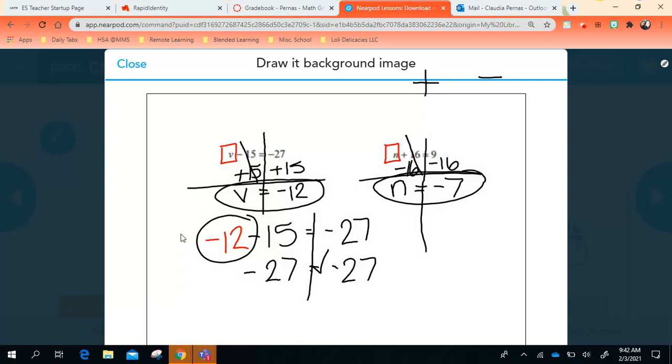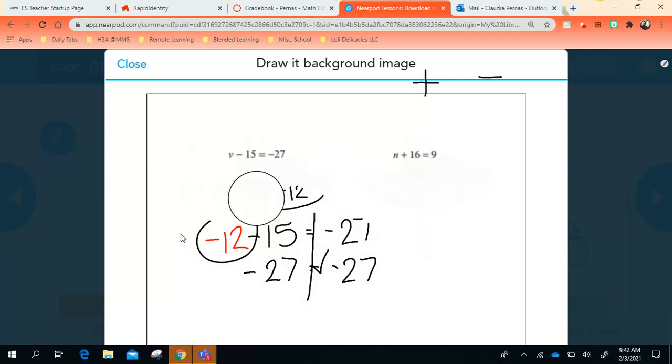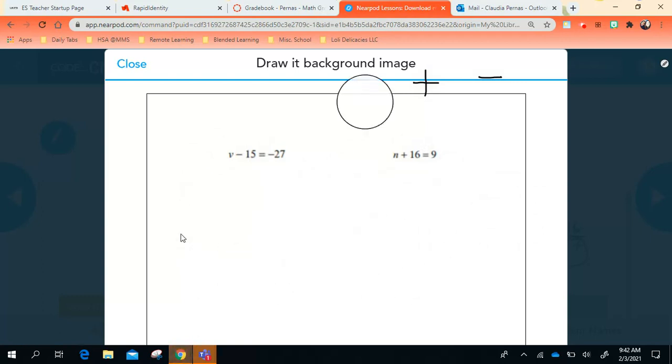So whatever you have, go ahead and click submit on it. And we're going to move on to multiplication.